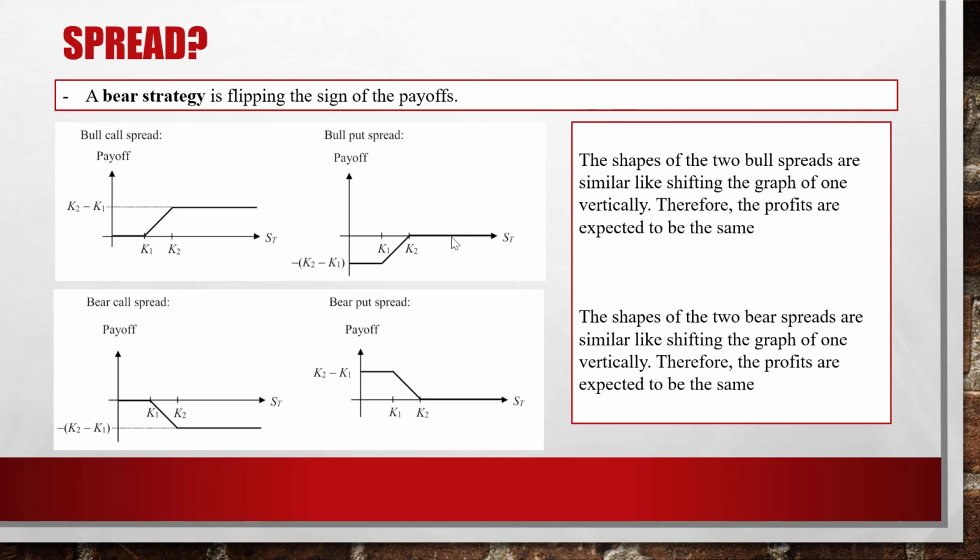Now for the bear strategy. For the bear strategy, we basically just flip the graph of these two over the x-axis. So that means we flip the sign of the payoffs. So the graph of the bear call spread payoff should be the image of the bull call spread payoff over the x-axis, and similar for the bear put spread. See that? And also the shapes of the two bear spreads are similar, like shifting one graph vertically to obtain the other. Therefore, the profits are expected to be the same.